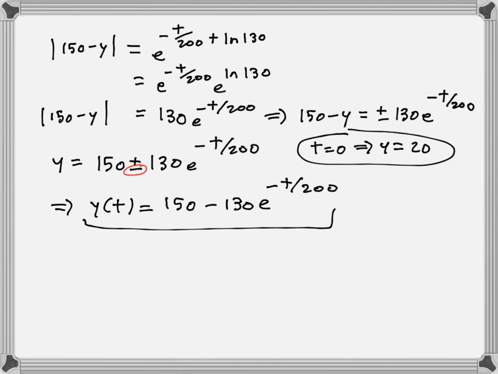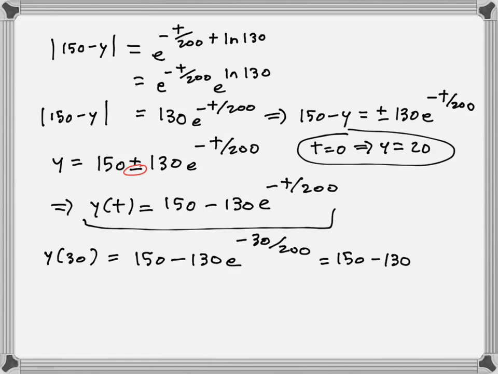And so finally, let's recall what the problem originally asked. It said, how much salt is in the tank after a half hour? A half hour is 30 minutes. So we just plug 30 in. We end up with 150 minus 130 e to the negative 30 over 200, which is equal to 150 minus 130 e to the negative 3 over 20.